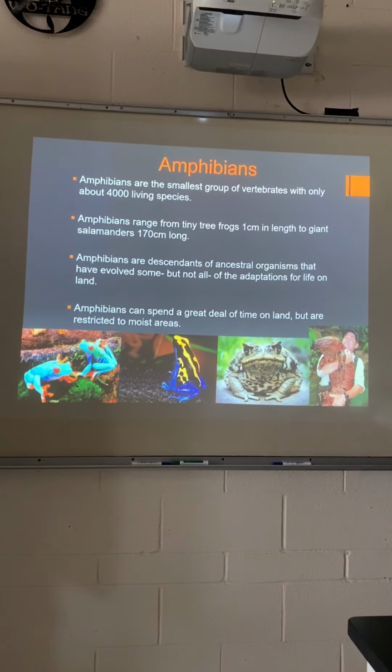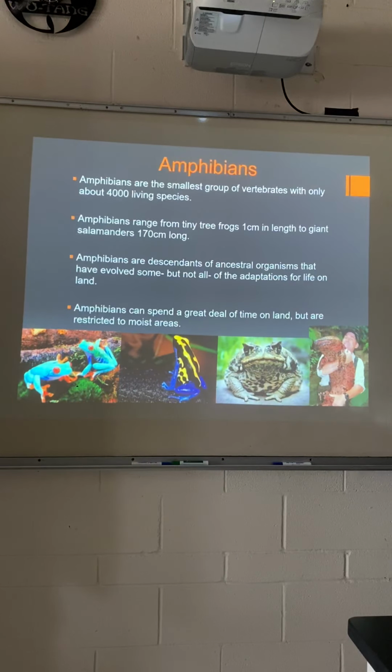All right, so amphibians, the smallest group of vertebrates with only about 4,000 living species, and unfortunately, they are on the decline due to climate change, acid rain, as well as pollution within groundwater and discharge and things like that. Their numbers are on the decline. These are individuals that are tied to water, and when you have dirty water, in which these individuals breathe partly through their skin, you're killing them off.